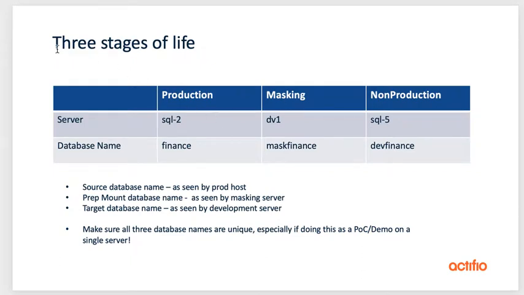I call this the 3 stages of life, and I often will talk about the middle server. The left-hand server here is our production server. In my example, you'll see it's called SQL 2, and I have a production database called Finance. I'm going to mask it on a server called DV1, and when I'm masking, I'm calling it Mask Finance. Once it's masked, I'll present it to a server called SQL 5, and I'll call it Dev Finance. So you can see I've got 3 names. The middle name is the critical one here, Mask Finance, because that's the name of the database as it's being masked. So it could be prior to being masked, or it could have been masked.